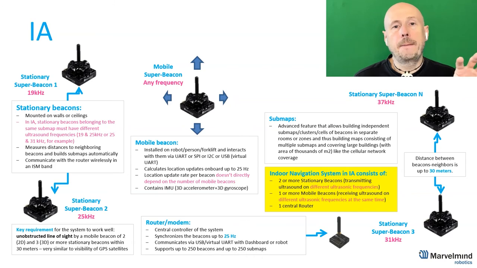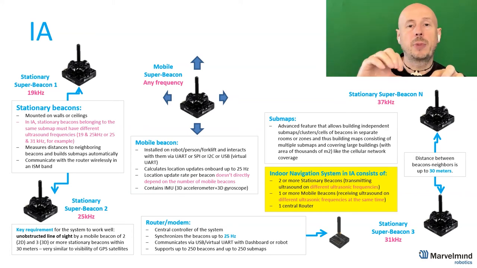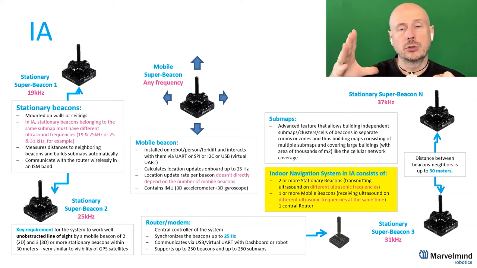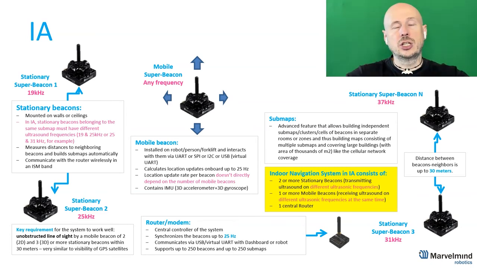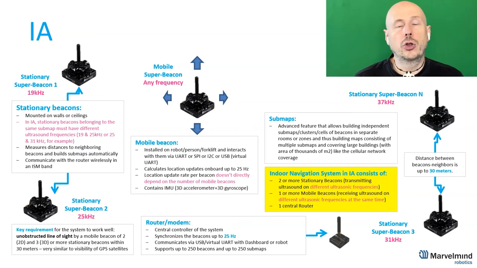But remember, in inverse architecture, the mobile beacon is receiving ultrasound, and in non-inverse architecture, the mobile beacon is transmitting ultrasound. In inverse architecture, stationary beacons are transmitting ultrasound on different frequencies, and in non-inverse architecture, station beacons are receiving ultrasound. They can be on different frequencies, those super beacons, because they do not transmit. It doesn't matter, and they can receive any frequency.